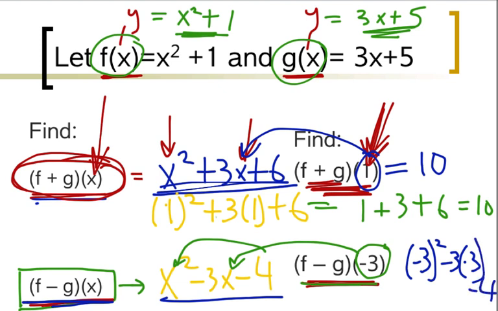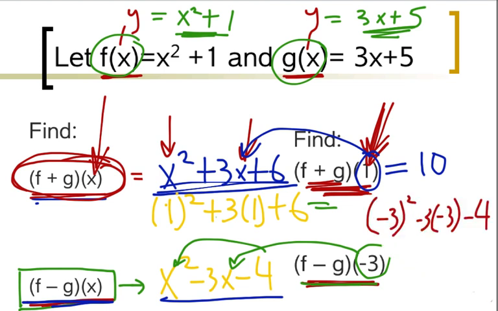I'm going to erase and give myself a little more room. Sorry, I rewrote it there to give myself a little more space to see it. We've got negative 3, and we're squaring it, so that should give me positive 9. And then we've got negative 3 times negative 3, which is going to give me another positive 9. And then we've got minus 4. So now we just go ahead and add, and 9 plus 9 minus 4 gives me 14.